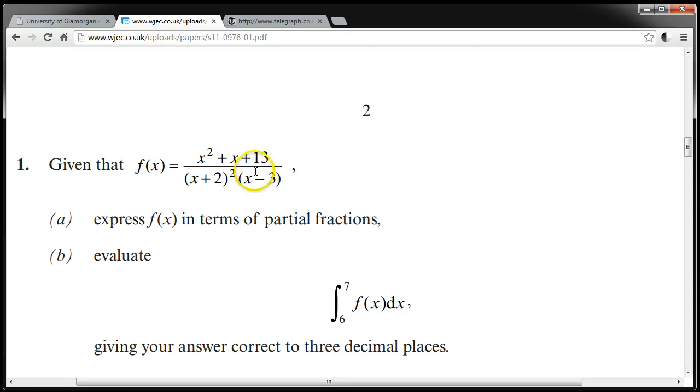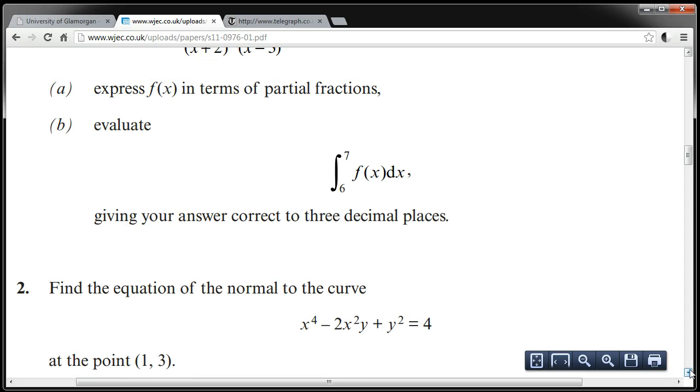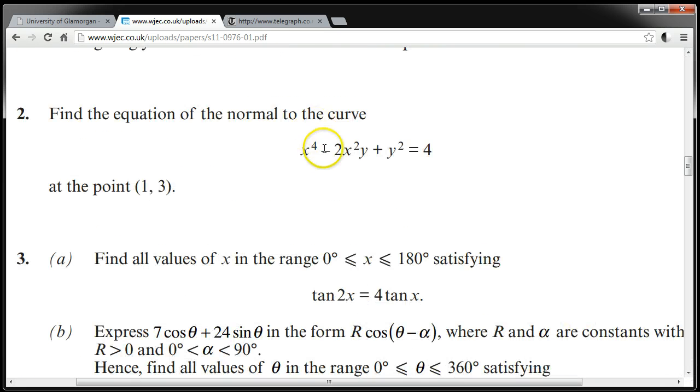So here's a question, it's partial fractions here, first part, and then use the partial fractions here to evaluate the definite integral. And evaluate that to 3 decimal places, so that doesn't hold any surprises there. Implicit differentiation here, equation to the normal needs to be obtained at a particular point, so that's a nice question as well. So the first couple of questions are good.